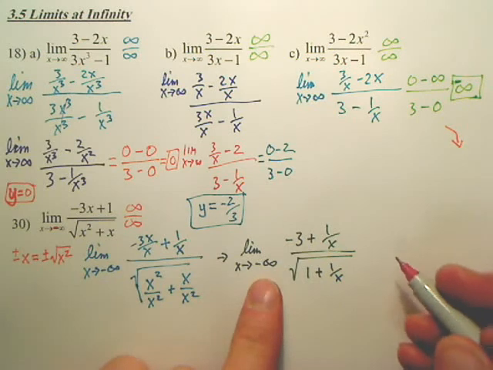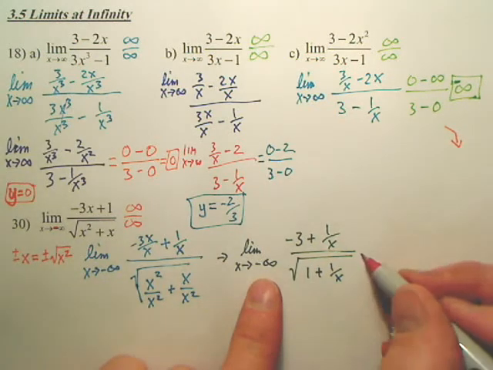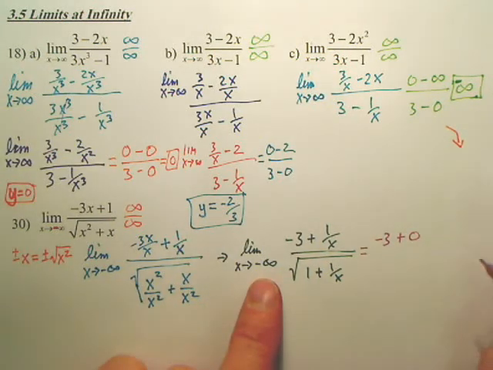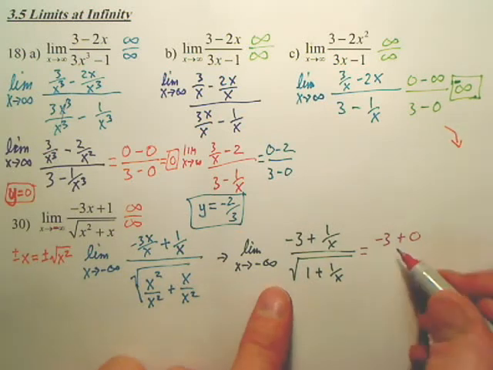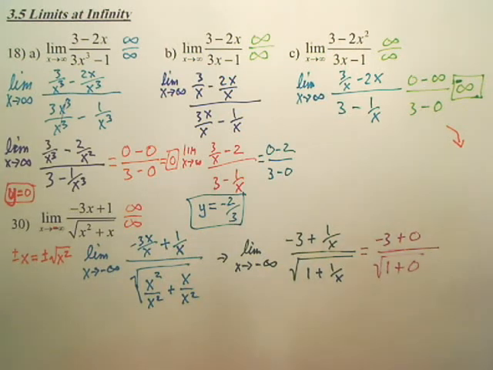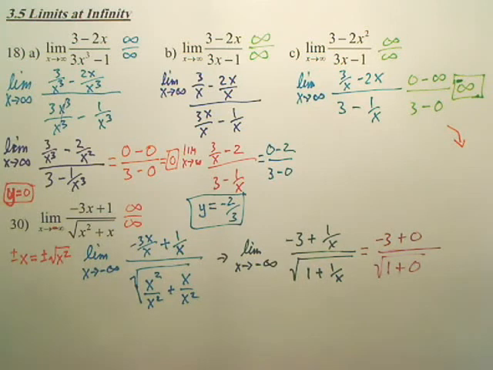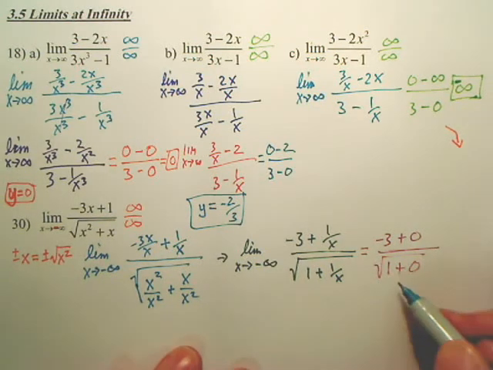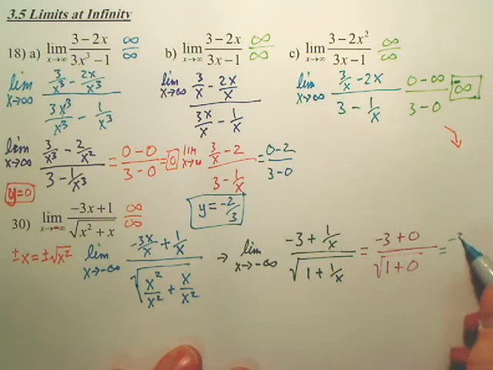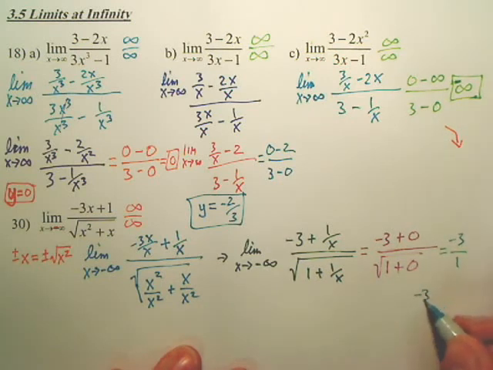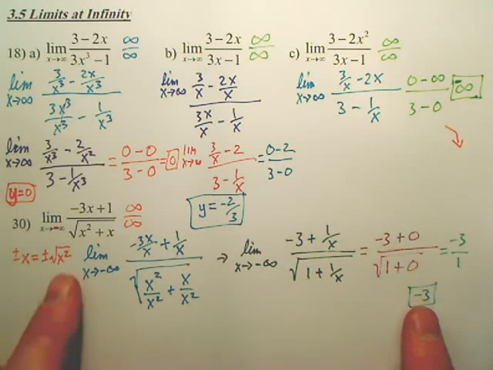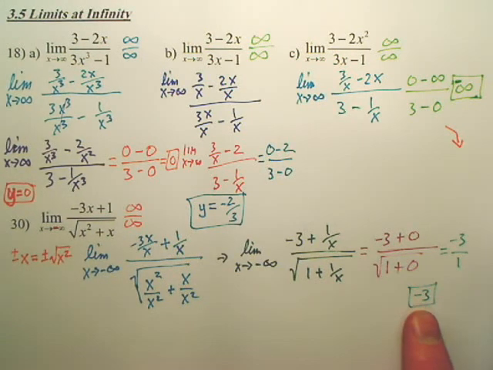Can we plug in negative infinity? Yes. That becomes negative 3 plus 0 or minus 0, doesn't really matter because negative infinity would be a negative. Anyways, who cares? Okay. And then this will be the square root of 1 plus 0, correct? So does this look like a number or infinity? I see a number here because square root 1 is 1, right? Doesn't it look like we're going to have negative 3 over 1? Is the answer negative 3? So as we go to negative infinity, the horizontal tangent line is negative 3.